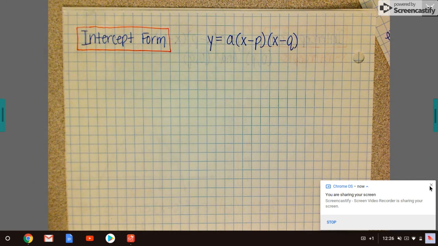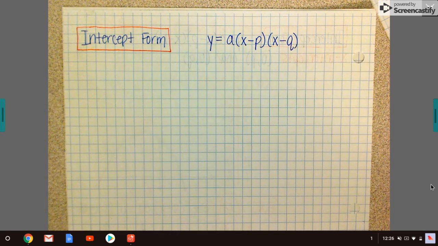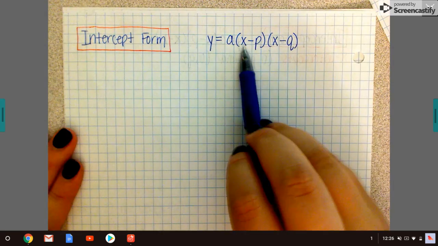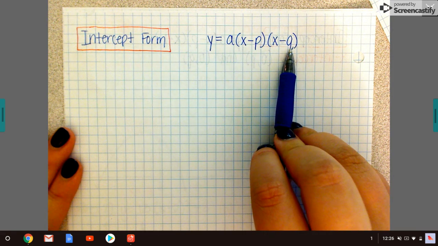We're going to finish up our 1-2 notes. In the last video, we were able to do vertex form. This is going to give us the intercept form. So here is the intercept form of a quadratic function. And notice we've got some new letters, the P and the Q. Those ones haven't showed up yet.